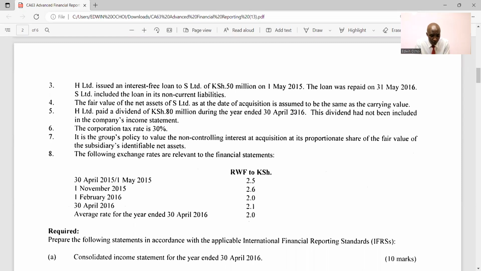Number six, the corporation tax rate is 30%. It's group policy to value the non-controlling interest at acquisition at its proportionate share of the fair value of the subsidiary's identifiable net assets. The foreign exchange rates relevant to the financial statements are given. So you are given dates and rates. It's all about understanding now what is a spot rate, what is a historical rate, and what is a closing rate based on the dates provided.